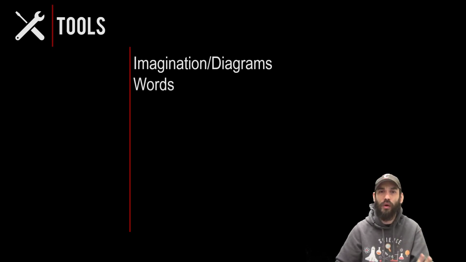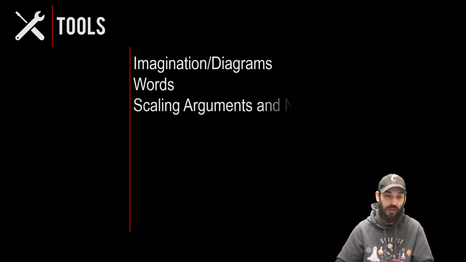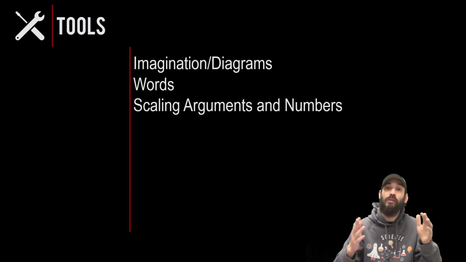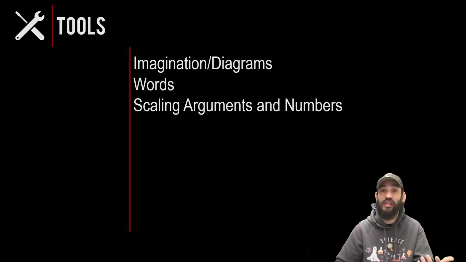We also talked about words. What words are we using to describe that situation of something moving in one dimension? We talked about scaling arguments and numbers. So if I plug some numbers into an equation, is that going to give me something that's too large or too small? If something's going way faster than I expected it to be, or way slower, or something takes longer than it should, those are all the scaling arguments and numbers that we talked about in our general description of tools.